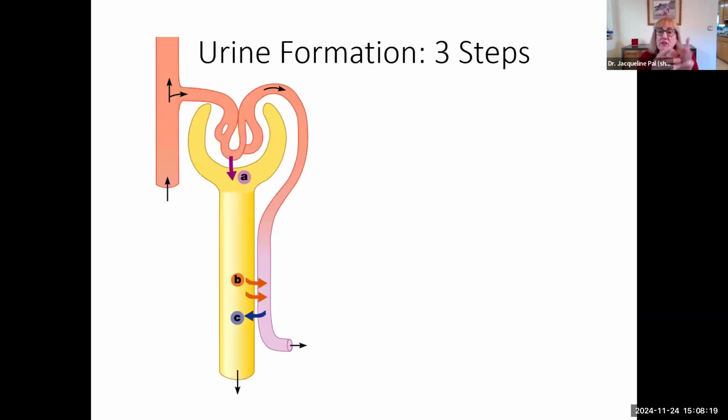The urine formation has three basic steps. That's it. Just three steps, and each step has two names. So learn the names of each step, learn where each step occurs, and learn what each step means and what happens in each step. So the first step is called glomerular filtration.